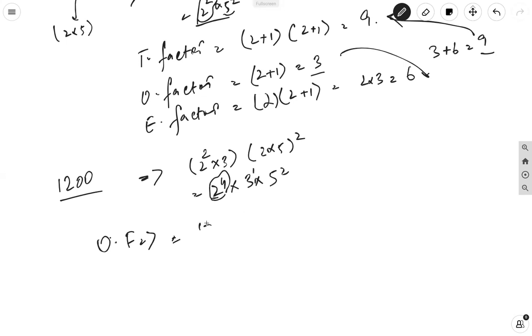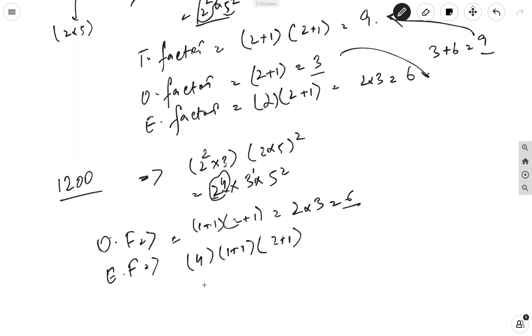For 3, 1 plus 1. For 5, 2 plus 1. This is 2 into 3, 6. And for the even factors, just keep the power of 2 intact. That is 4, and 1 plus 1, 2, and this is 2 plus 1, 3. So 4 into 2 into 3, so this is 24, and total of these is 30.